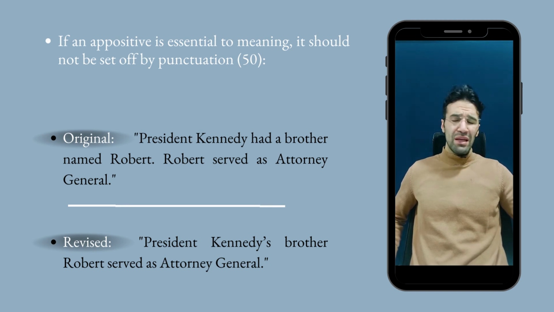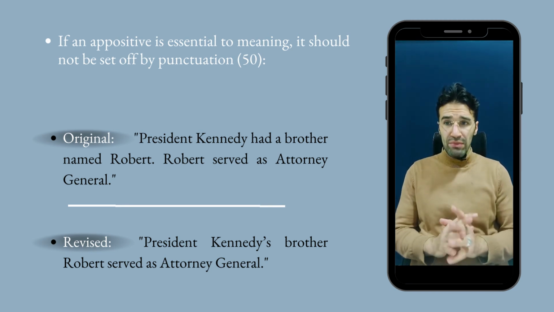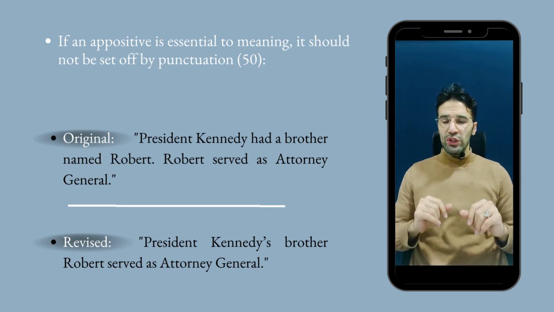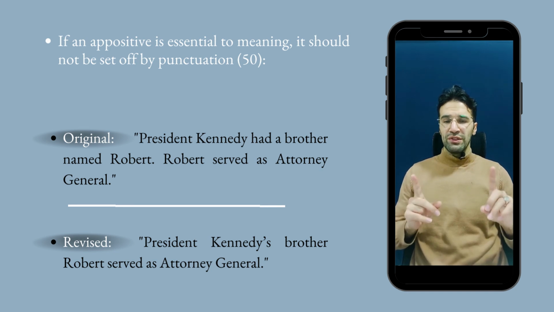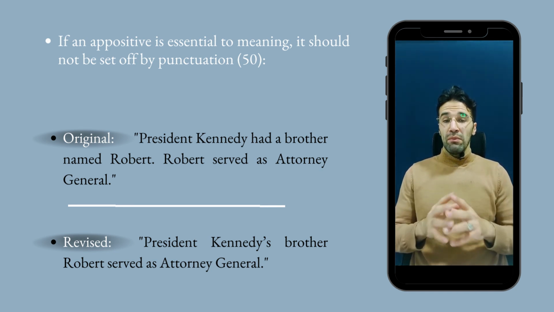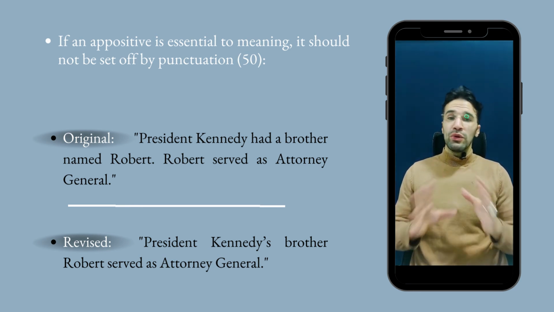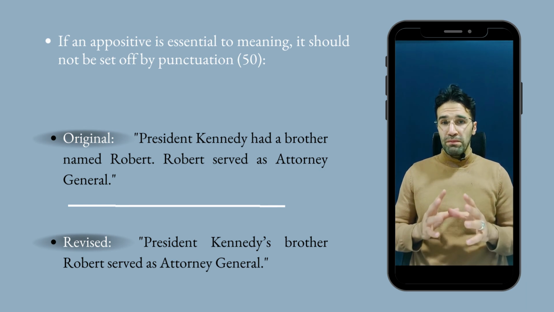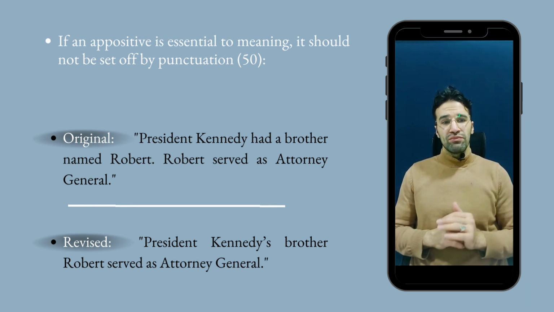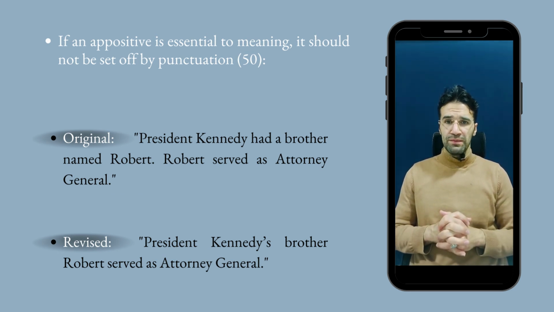Here is the point. If that name is not really important, you are the author, you will know that. If that name is not really important and you're giving extra piece of information, feel free to put a comma before and after Robert, or a long dash before and after Robert. But if that name is important, like in this sentence, do not put commas or dashes before and after it. Just let it be like that. President Kennedy's brother Robert served as Attorney General.